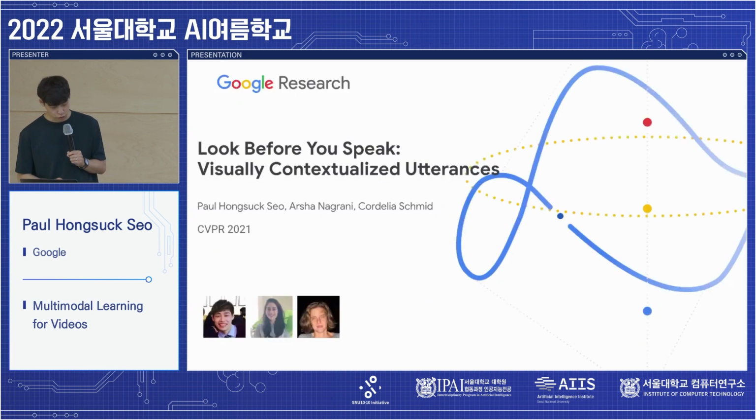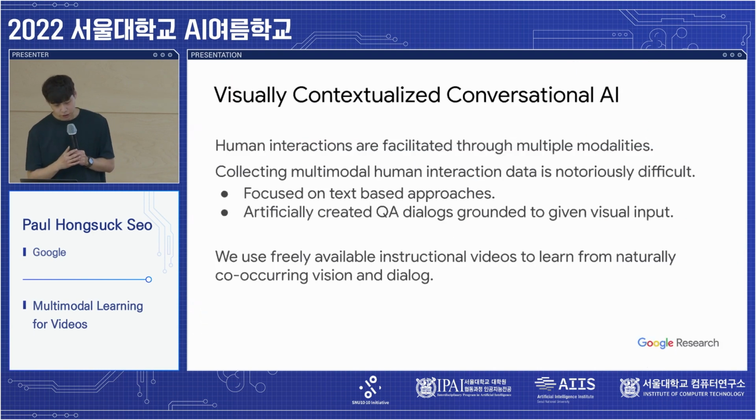The first paper is Look Before You Speak, visually contextualized utterances. This paper was published in CVPR 2021. Here, our goal is to build a visually contextualized conversational AI system. Basically, human interactions are facilitated through multiple modalities. It's not just language, but also many other modalities. What we focus on in this work is using the visual modalities to better perform the conversation.